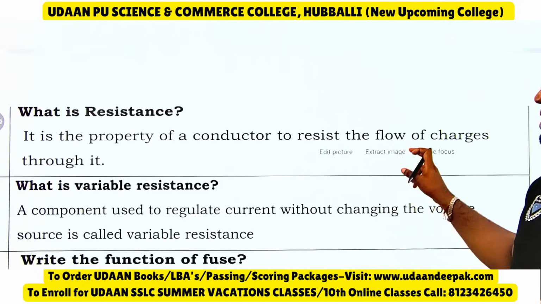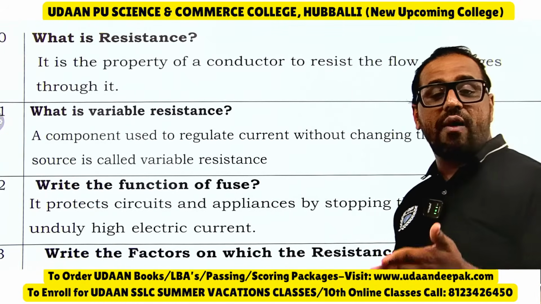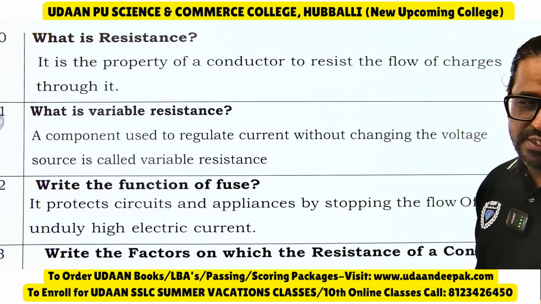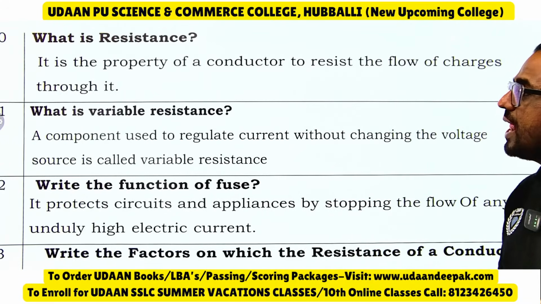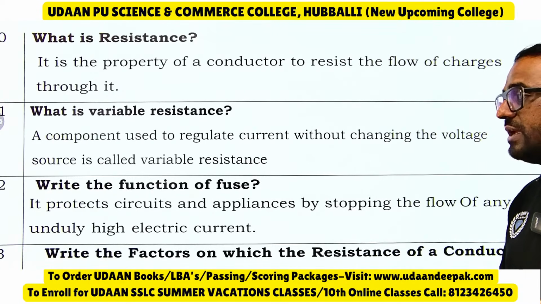Okay, then what is resistivity? It is a property of a conductor to resist or to stop the flow of charges through it. Then what is variable resistance? A component used to regulate current without changing the voltage source is called variable resistor.